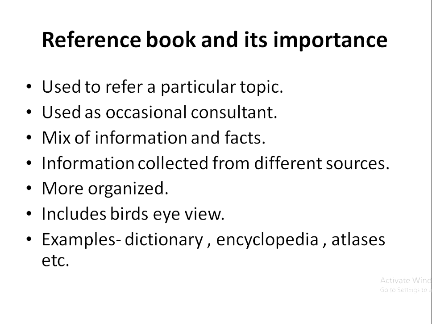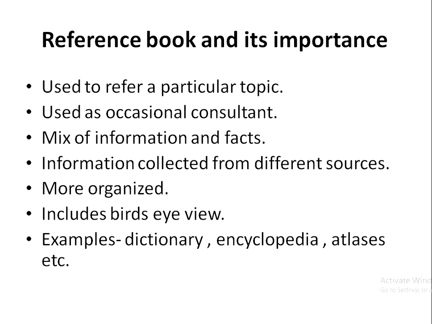What is the next point? Information collected from different sources. Regarding the reference book, the information and facts are collected from a varied number of sources, but in a textbook all this information is collected from a particular source only. And what is the next point? Reference books are more organized. In comparison to a textbook, reference books are organized systematically. All the points, all the facts, all the information are organized systematically in a reference book.